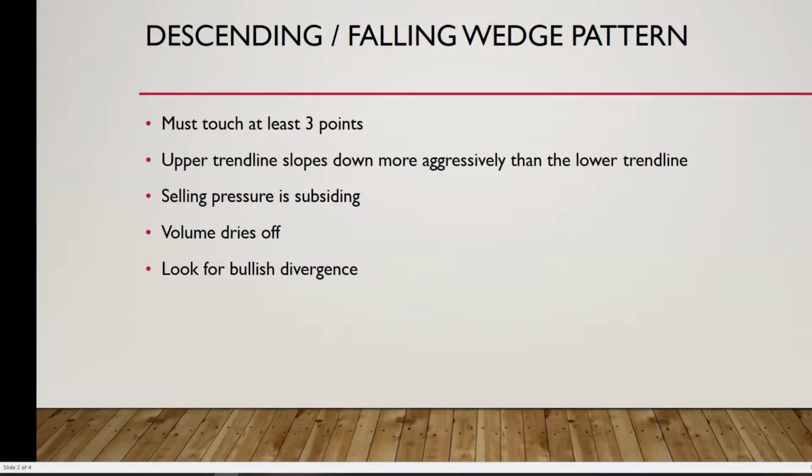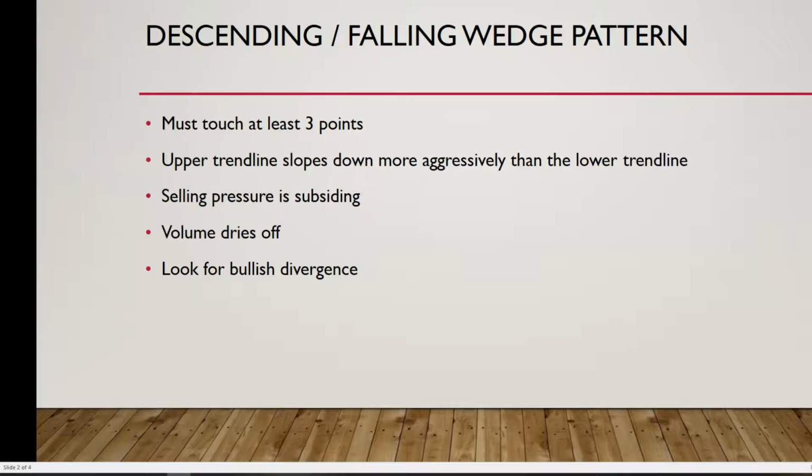Given that, we must have a couple of guidelines, and so it must touch at least 3 points. And the other guideline we have is that the upper trend line slopes down more aggressively than the lower trend line, as you saw earlier in the CrowdStrike chart there. And what we see also is that selling pressure is subsiding, even though we're making a lower high, a lower low, a lower high, a lower low. The downtrend is there, but the pressure is starting to relieve itself, and volume tends to dry off until there is a breaking point when the bulls push it out of the upper trend line.